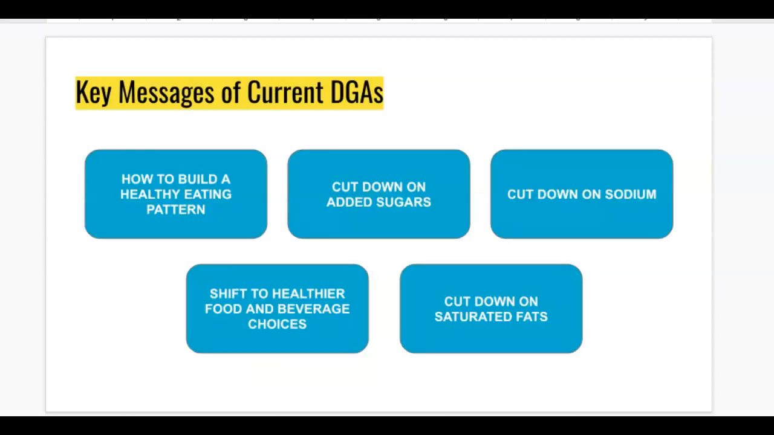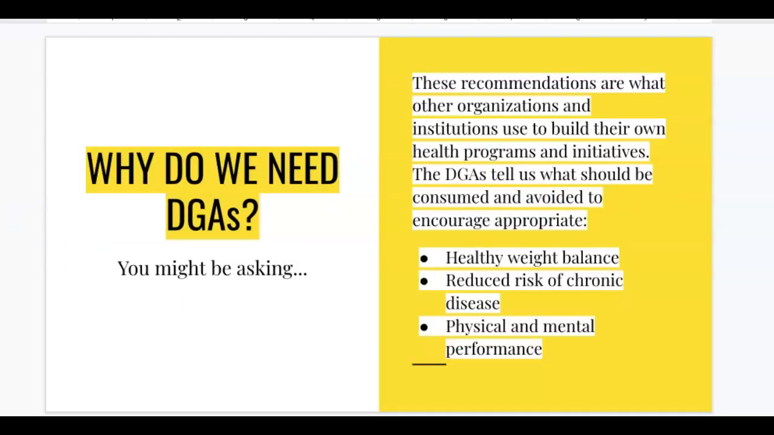So these are our key messages of the current 2015 to 2020 dietary guidelines. They teach people how to build a healthy eating pattern, cut down on sugars, cut down on sodium, shift to healthier food and beverage choices, and cut down on saturated fats. So the overarching goal of the current dietary guidelines is not to give a big drastic you should eat this and you shouldn't eat this, but sustainable changes, behavior changes that can lead to overall lifestyle changes that can be held on to promote health.